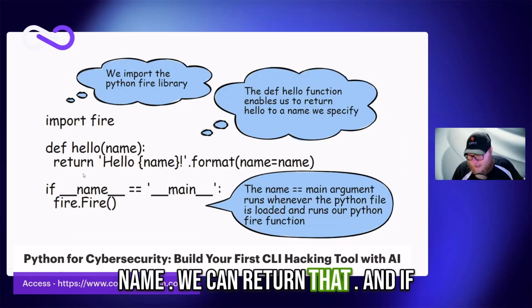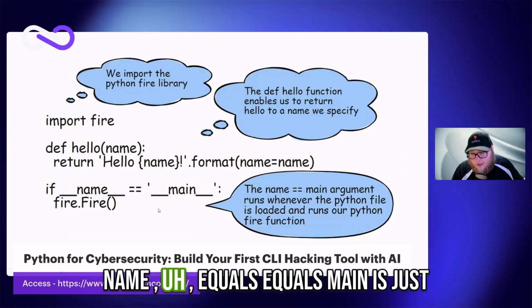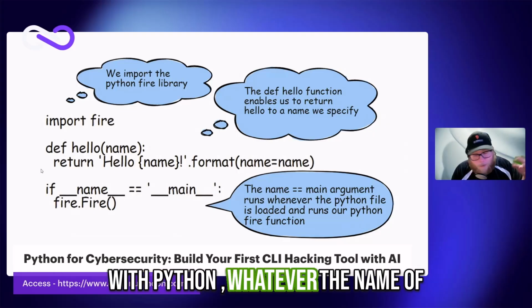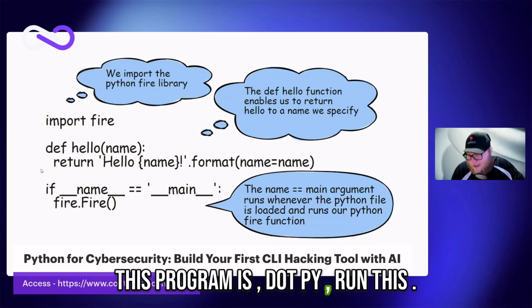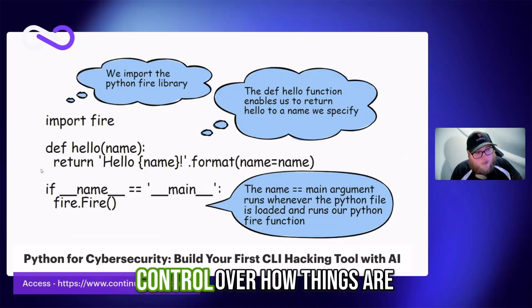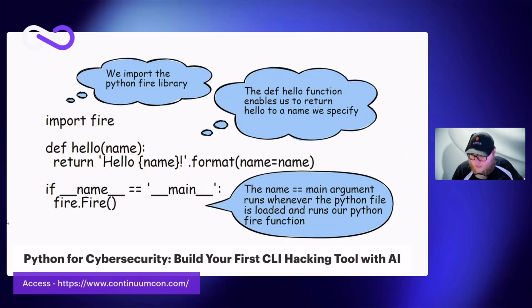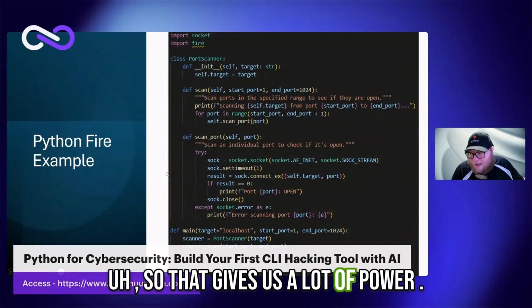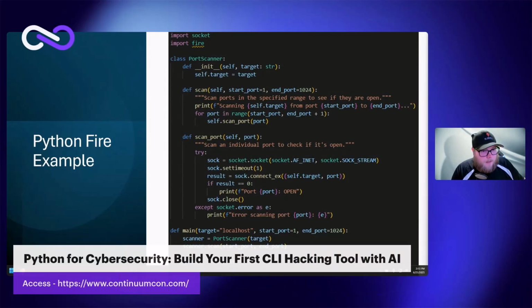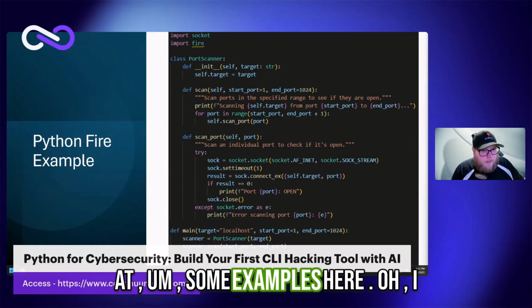We can return that. And if name equals main is just saying, hey, if you run this program with Python, whatever the name of this program is, .py, run this. That's what this is saying. It's saying run this function. Gives us more control over how things are running. So that gives us a lot of power. So let's go ahead and take a look at some examples here.